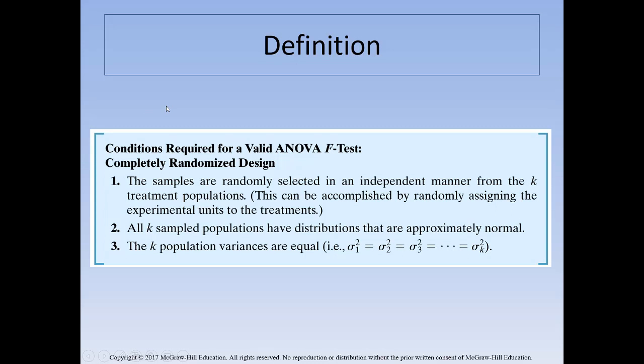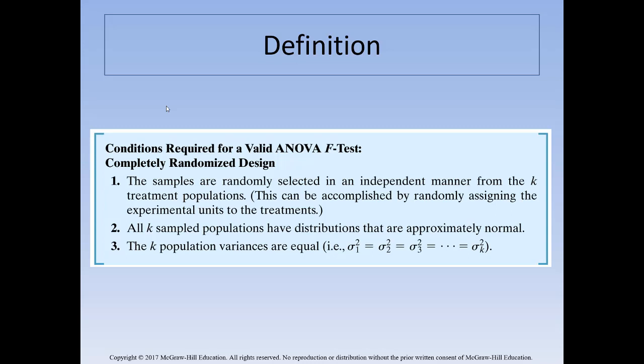So we assume that our samples are random from K treatment populations. Imagine we have populations of A, B, C, and D golf balls. We assume we're randomly selecting 10 golf balls from each. We assume that the sampled populations have approximately normal distributions, but this doesn't matter, again, central limit theorem.